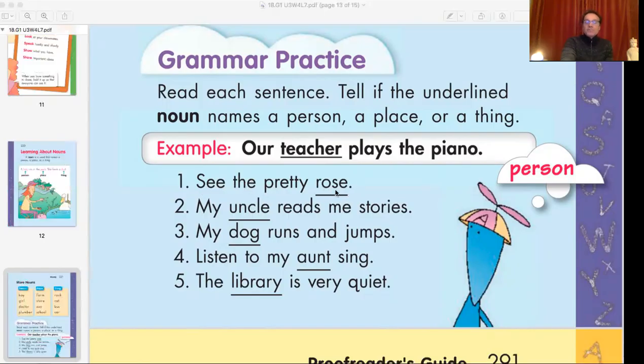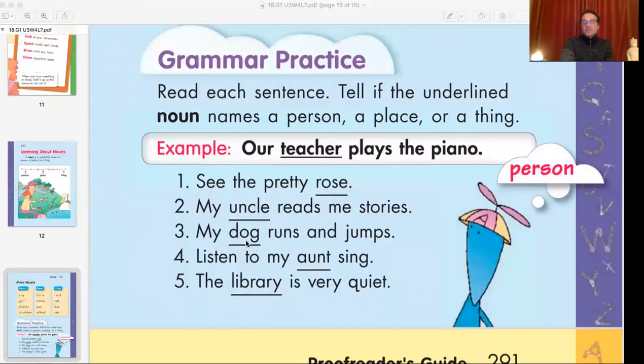Is a rose a person? No. Is a rose a place? No. A rose is a thing. Yes. Number two, my uncle reads me stories. Is an uncle a person? Yes. Number three, my dog runs and jumps.